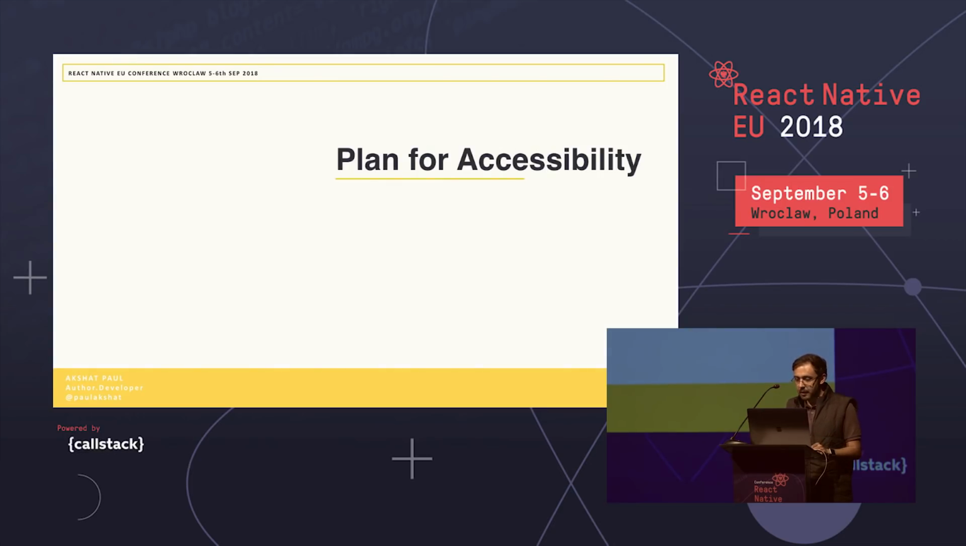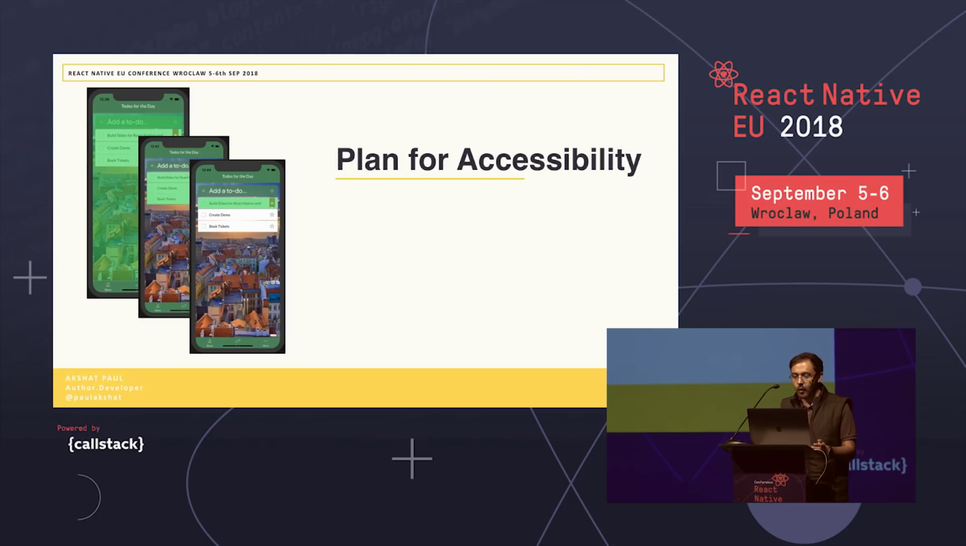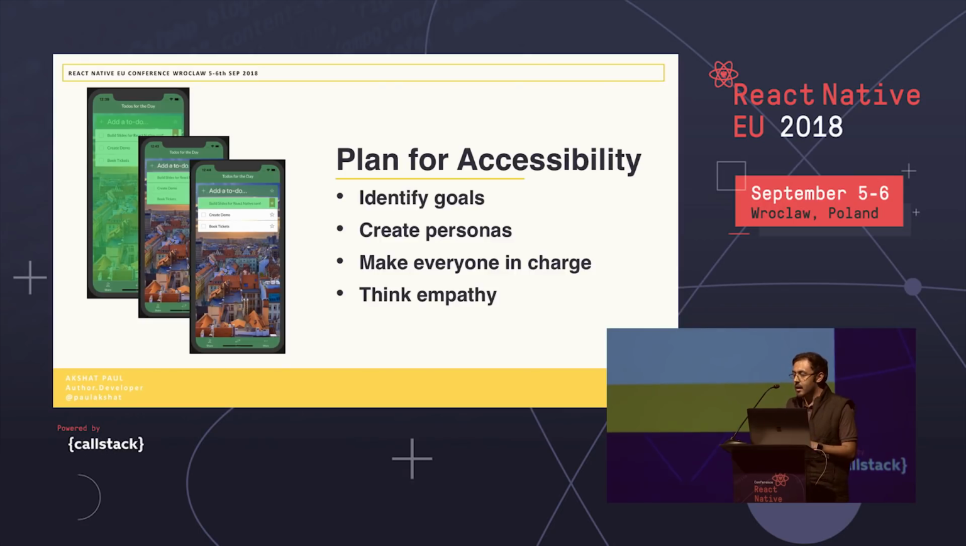I'm coming to the last part of my presentation, which is always plan for accessibility. Don't plan like how I planned my demo. That was a really bad design by choice. But identify your goals, create personas. In personas, we always miss the users who require accessibility. Always make it a key part of your planning.